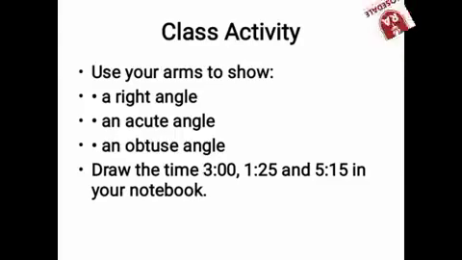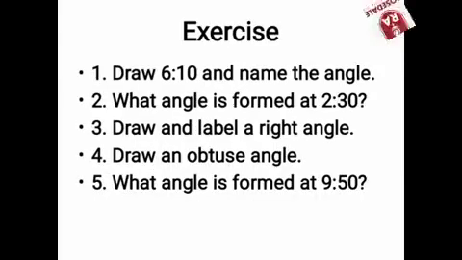All right, here's an exercise. You are going to solve this. Note it is compulsory. Now draw 6:10 and name the angle. What it means is that you are not just going to draw it, but after drawing it, you calculate it and tell me what the angle is. What angle is formed at 2:30? At least you go back to the example we've solved so far, and then you follow the procedure. Use the formula and follow the steps.